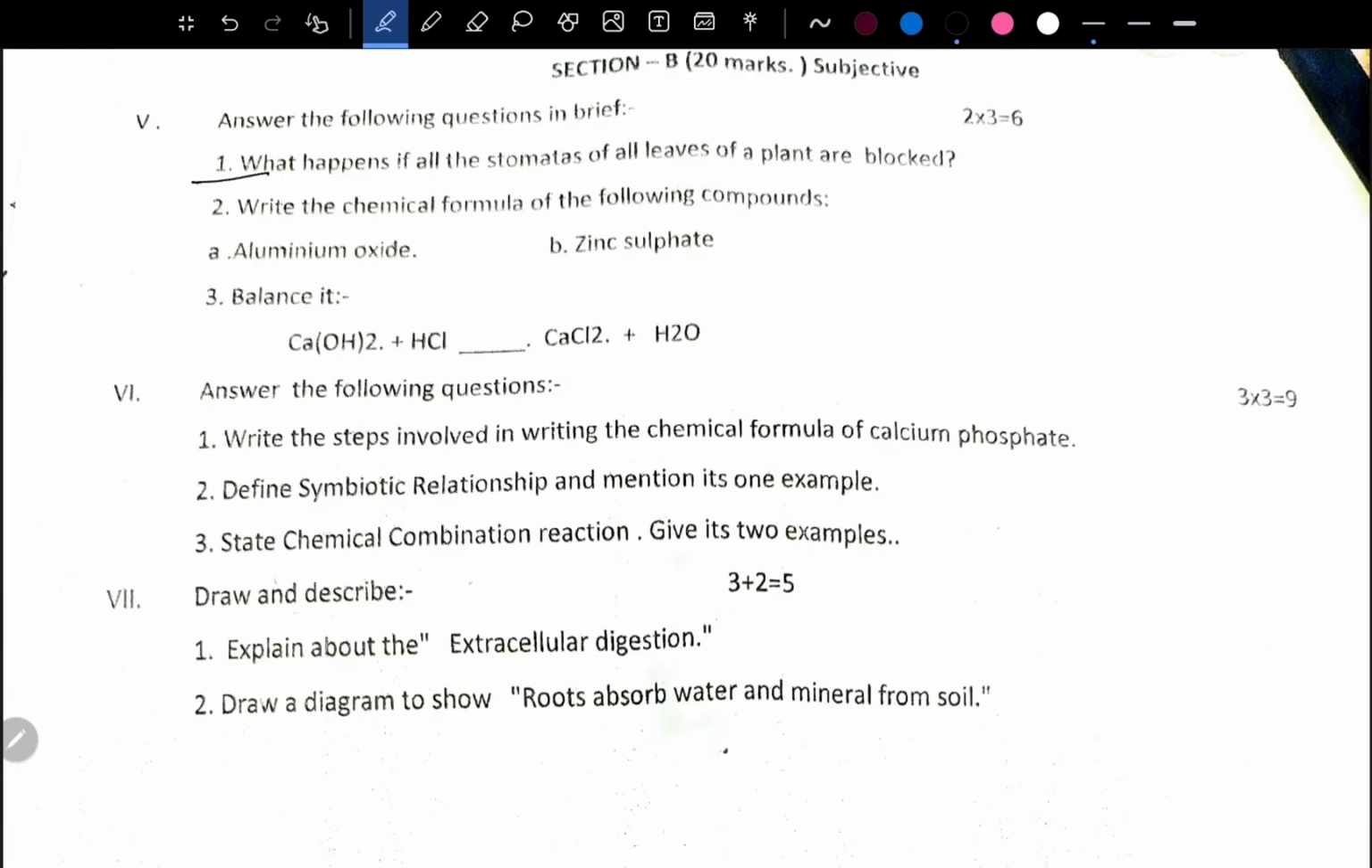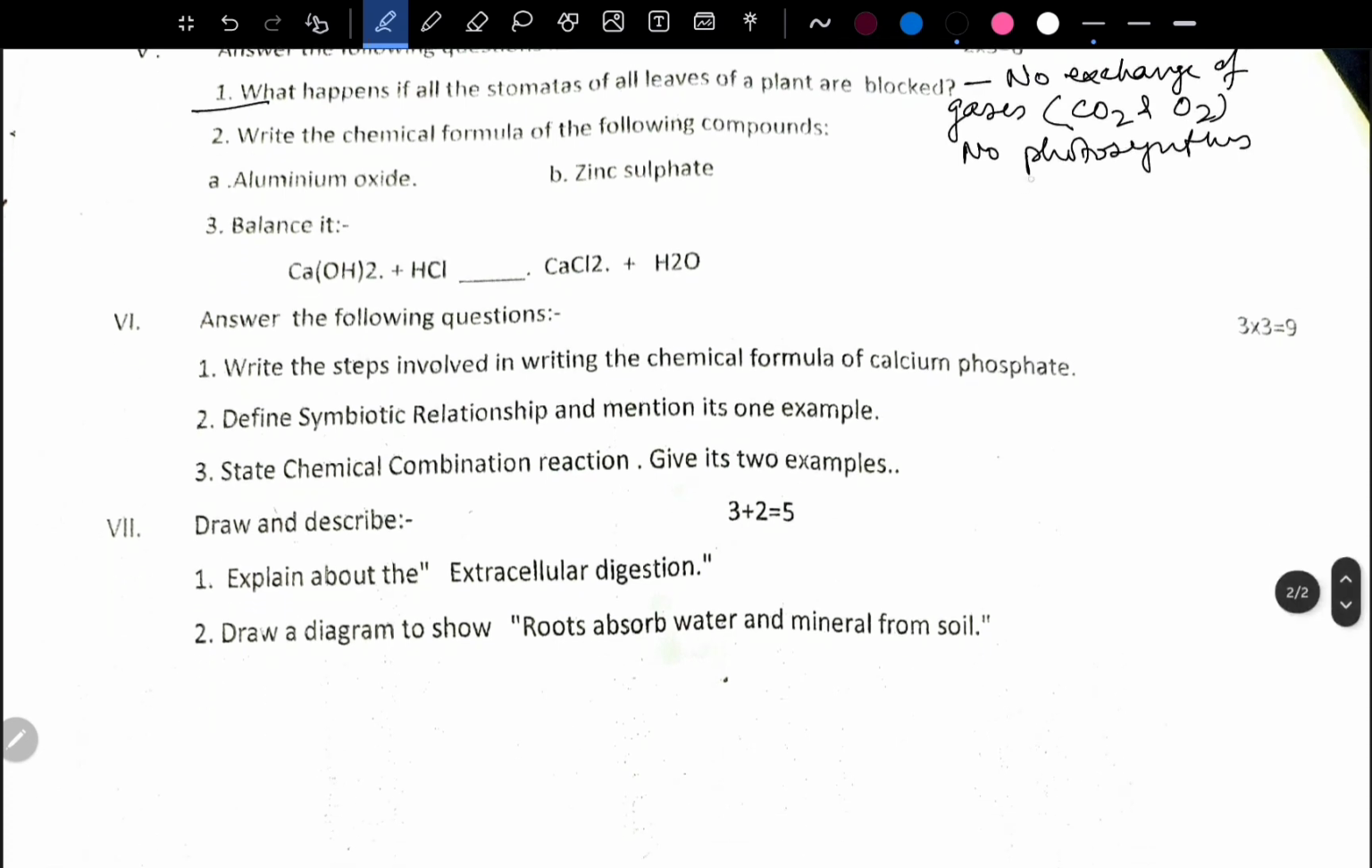So here what will happen if all the stomata of all the leaves of the plant are blocked? There will be no exchange of gases. Exchange of gases. What gases? CO2 and O2. Hence there will be no photosynthesis. So it will die. Ultimately it will die. So write the chemical formula of the following compounds.